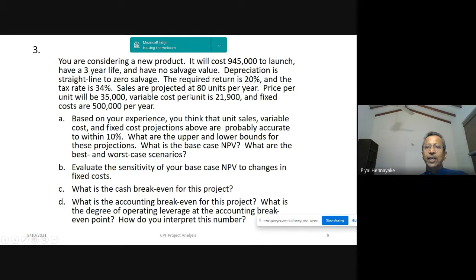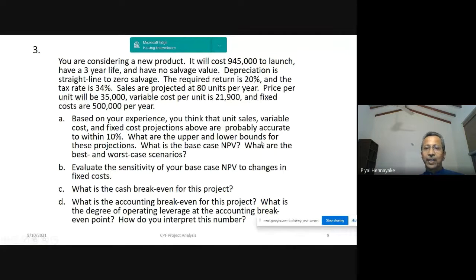Sales are projected at 80 units per year. Price per unit will be 35,000. Variable cost per unit is 21,900 and fixed costs are 500,000 per year. Based on your experience, you think that the unit sales, variable cost and fixed cost projections above are probably accurate within 10%. What are the upper and lower bounds of these projections? What is the base case NPV? What are the best and worst case scenarios?